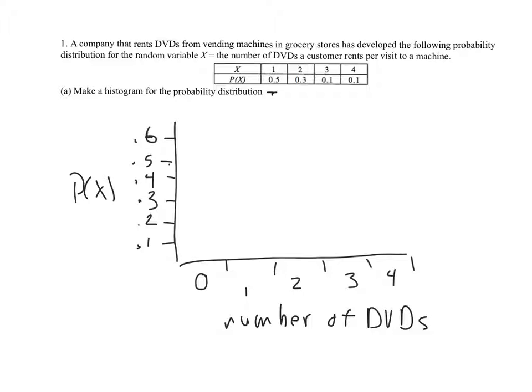And then we just draw our bars. So my bar for 1 should go up to 0.5. My bar for 2 should go to 0.3. And then my last two bars should be at 0.1. And there's our probability histogram.